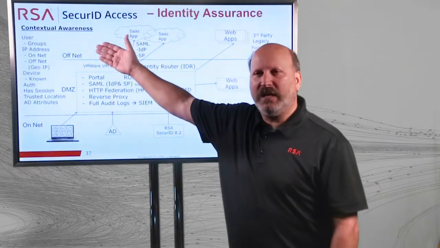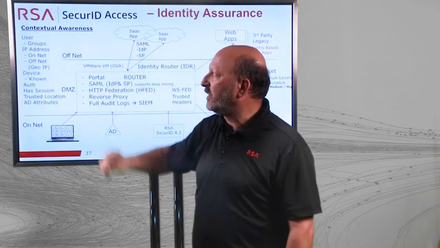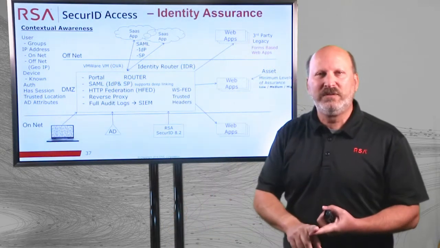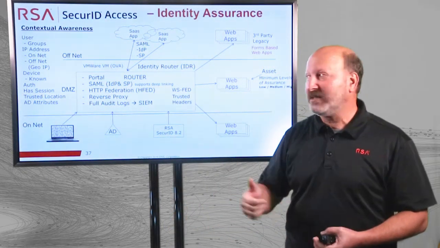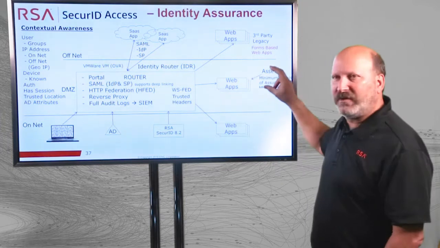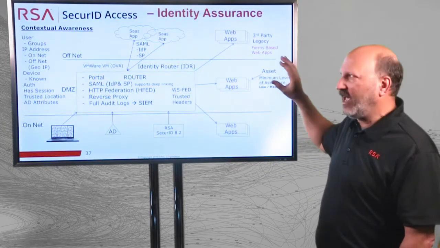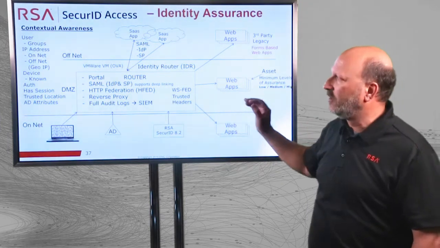So as I get in the network, the first thing I get is my contextual awareness. Who are you? What groups do you belong to? Well, that's great because that tells me the level of assurance I need on the apps. And every app has those levels of assurance.